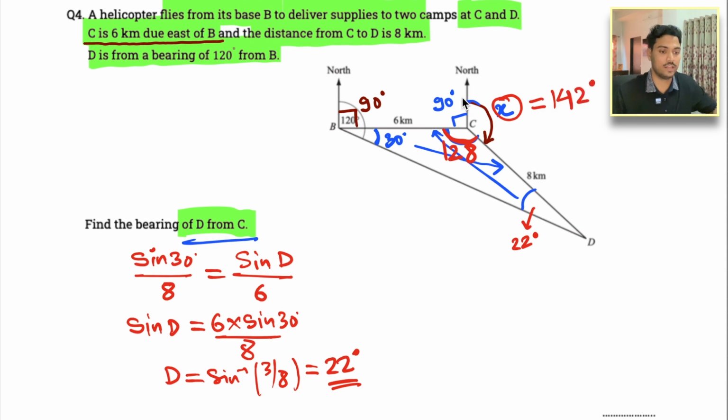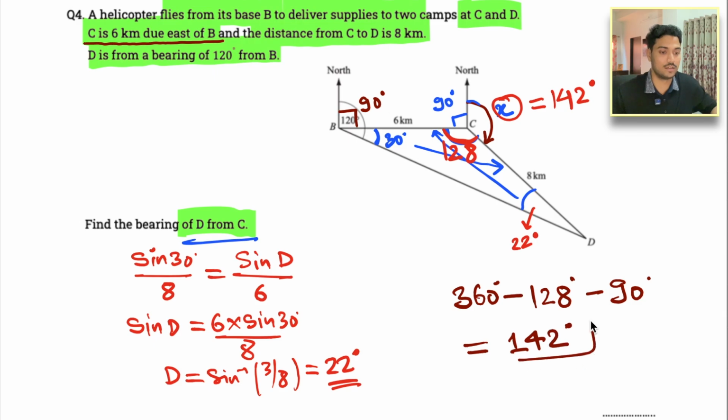So the bearing at C will be calculated like this: 360 degrees minus the other angles at that particular point, minus 128 degrees minus 90 degrees. That comes out as 142 degrees, and that's the bearing of D from point C, and this is the answer. So this is how we solve problems based on bearings.